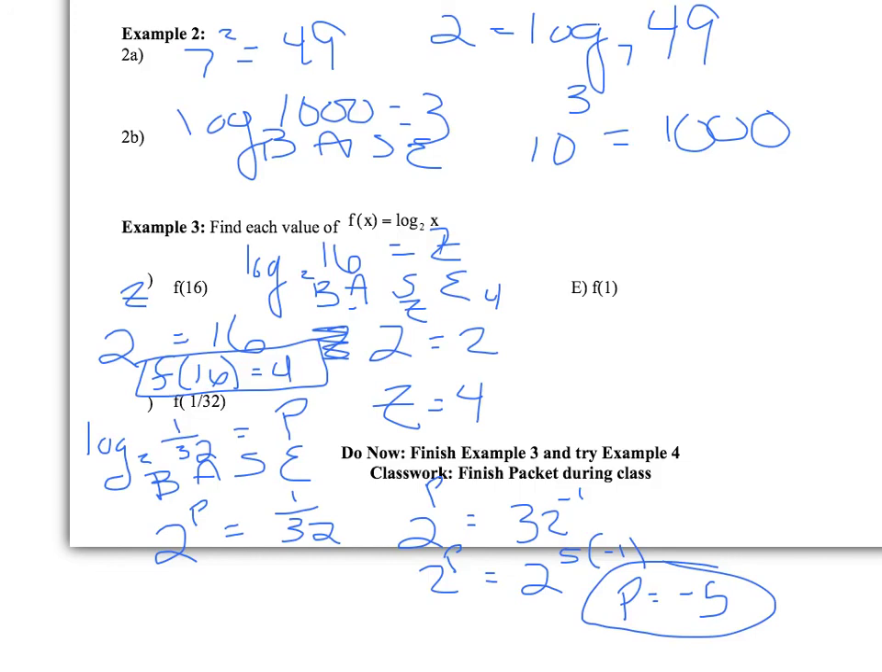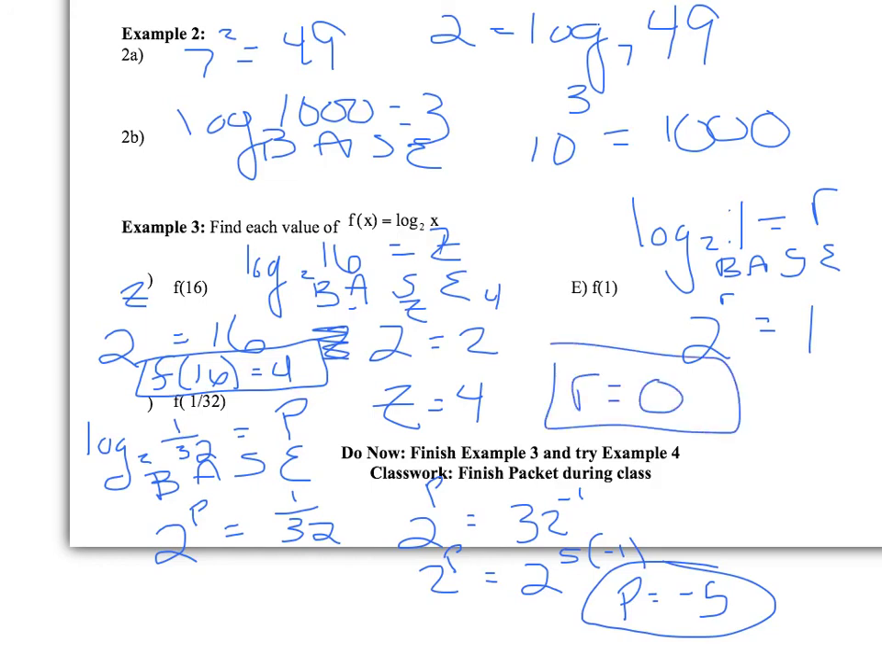And finally, let's skip to letter E. We want to find f of 1. So it's going to be log base 2 of, not x, 1, equals a variable. Let's use r. Do base. 2 to the r power has to equal 1. Well, anything to the 0 power equals 1.